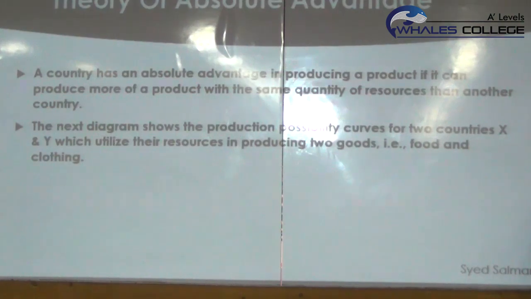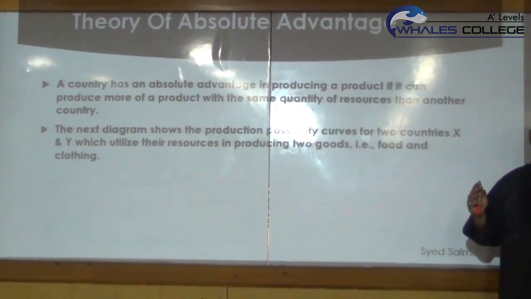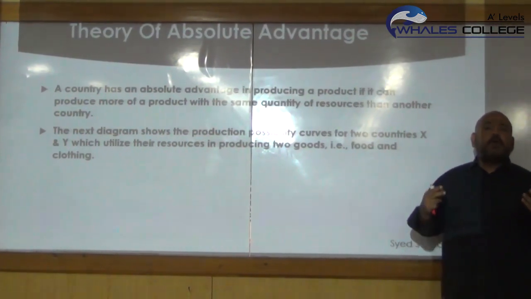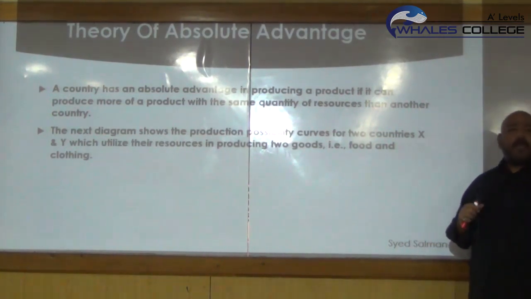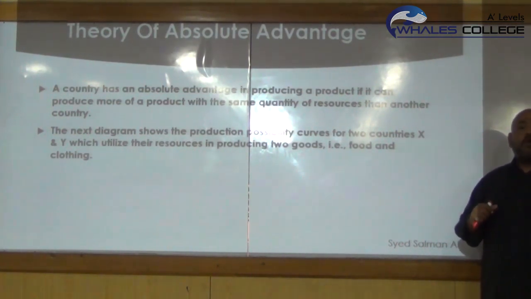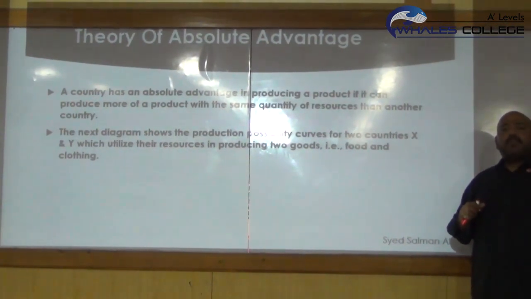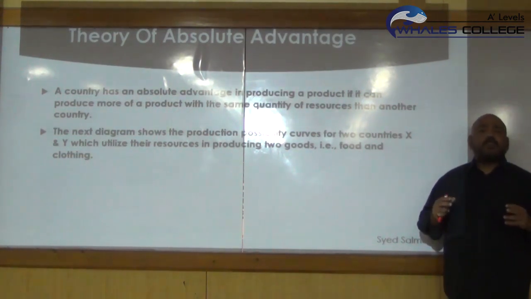For example, if countries X and Y both produce the same goods, but country X can produce more output of the same good as compared to country Y, it means country X has an absolute advantage or cost advantage over country Y on that particular good. So absolute advantage basically considers the cost advantage, that is the cost of production.